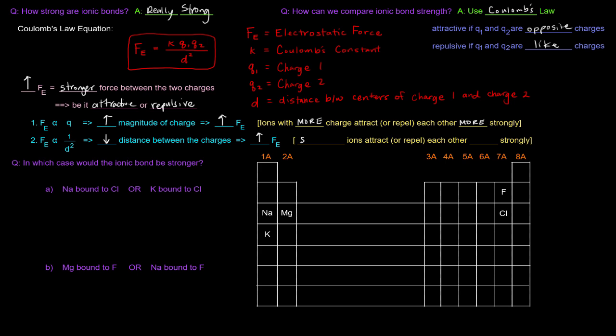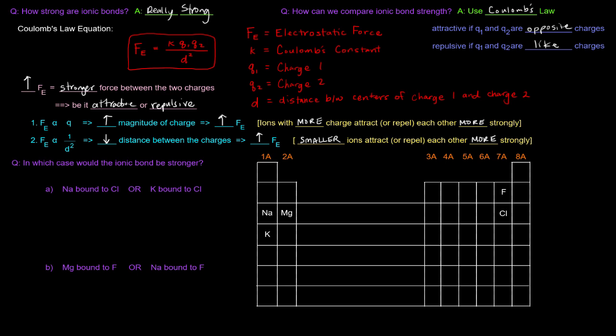What does that mean? That means that smaller ions attract or repel each other more strongly. Okay, so let's apply what we just learned to answering this question here. In which case would the ionic bond be stronger? Na bound to Cl or K bound to Cl?